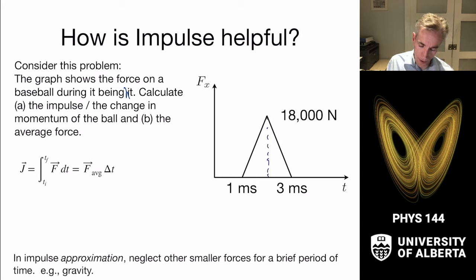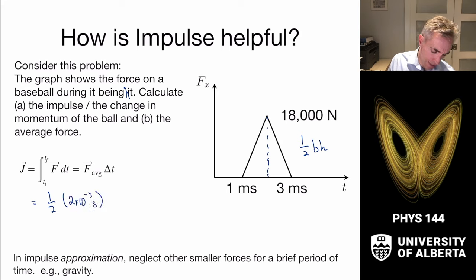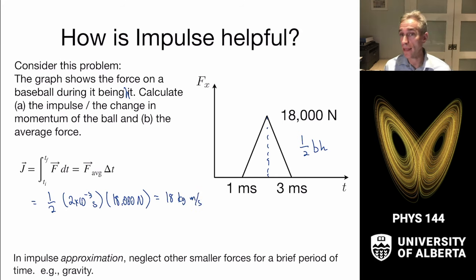I'm going to do geometry because this is a triangle and its area is a half base times height. Therefore, the impulse is going to have the same area, which is a half times the base, 2 times 10 to the minus 3 seconds, it's a millisecond, and then the height here is going to be 18,000 newtons. And so the impulse is then going to be 18 kilogram meters per second. So that's the impulse, and that's how much the momentum of the ball will change by.